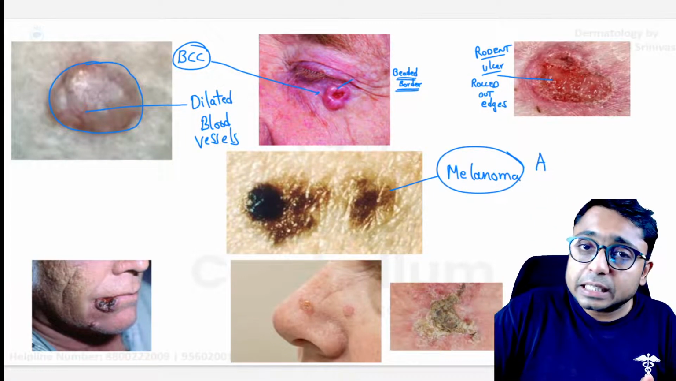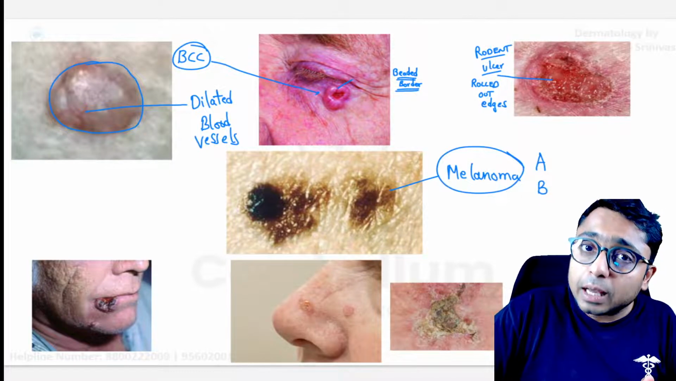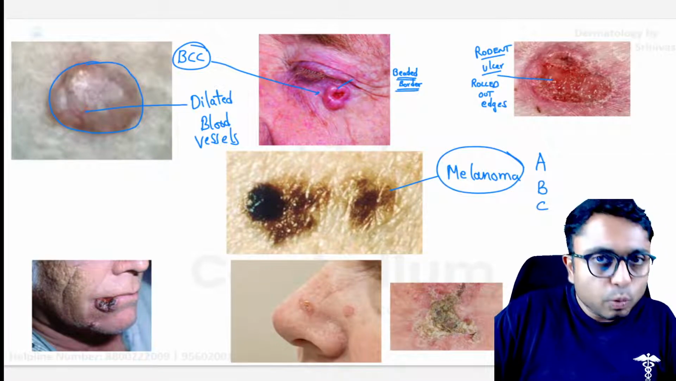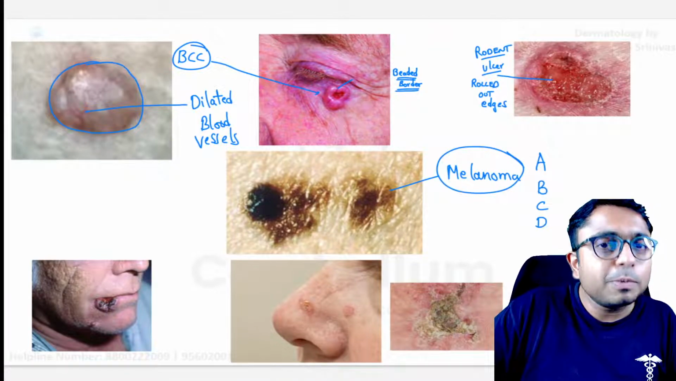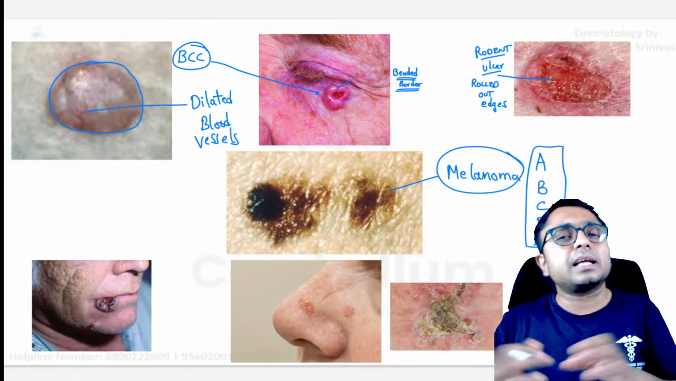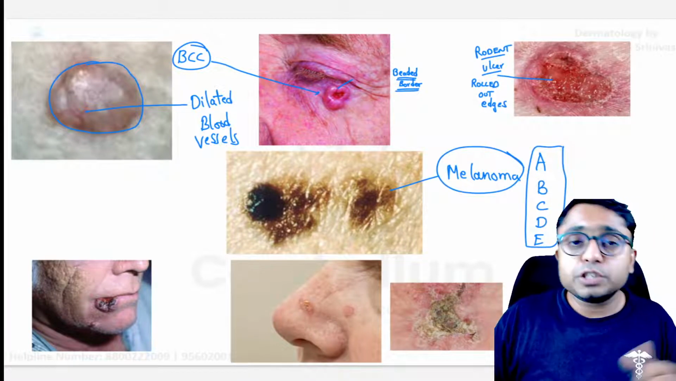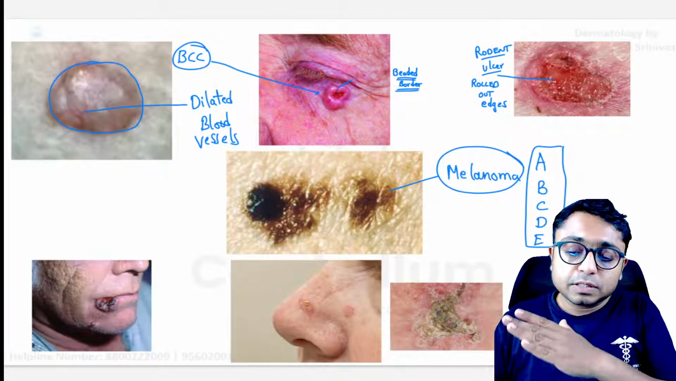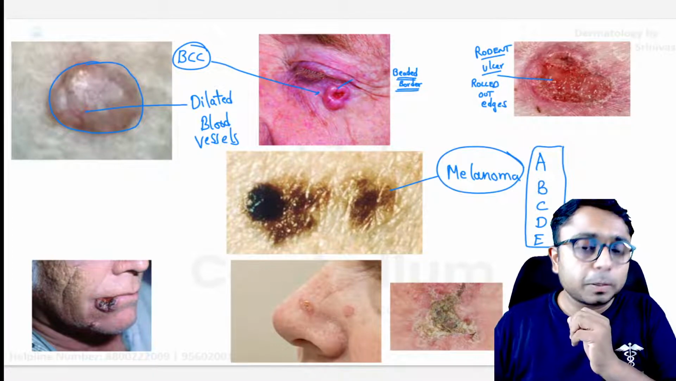So the lesion will be asymmetric, borders will be irregular, color will be varying in different quadrants of the lesion. Diameter will be more than 6 millimeters, and there will be history of evolution of the lesion suddenly. That is, there is color change, or there is a lesion undergoing ulceration. So these are the ABCD features which will help in the diagnosis of melanoma.